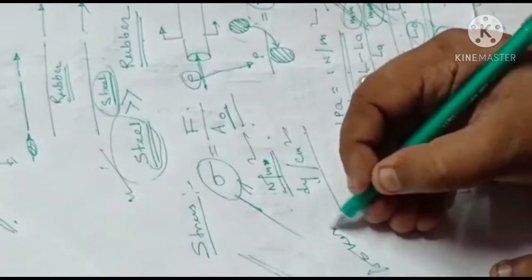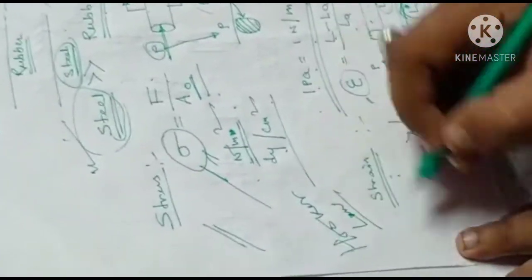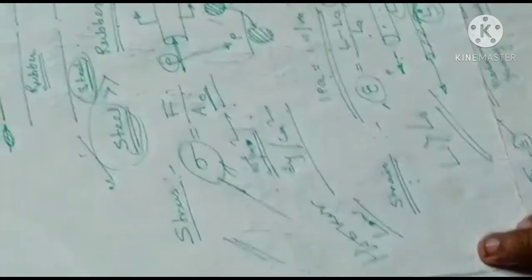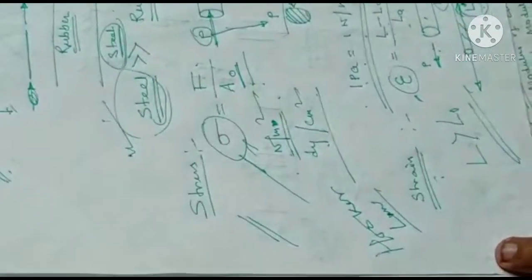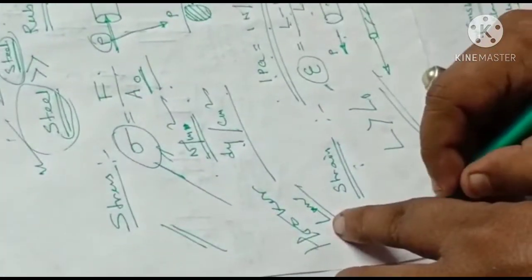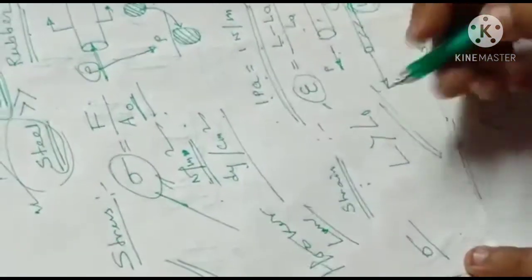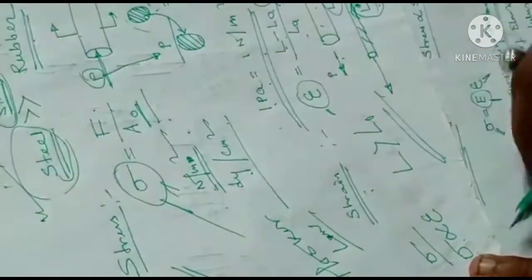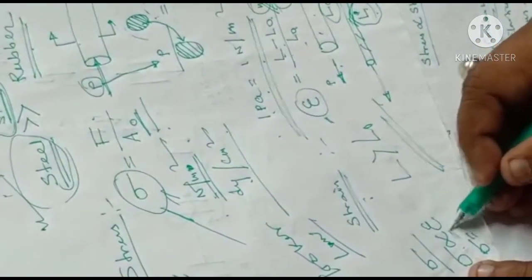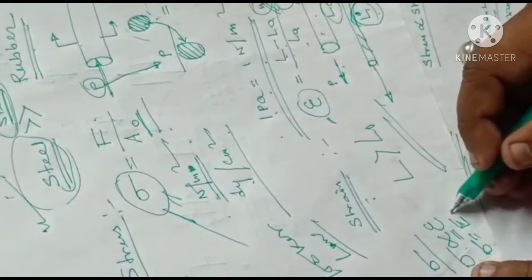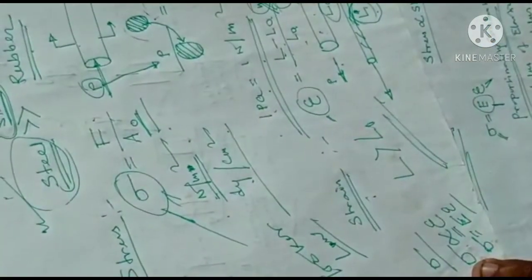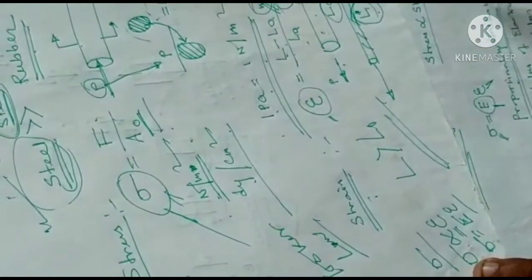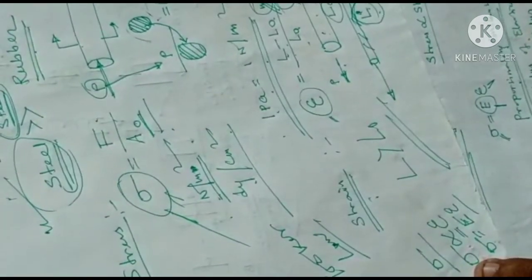Now we will explain Hooke's law. Very important. What is Hooke's law? Stress is proportional to strain within elastic limit. That is Hooke's law. As per the mathematical expression, stress sigma is proportional to strain. And if you want to remove the proportionality sign, you need to bring in a constant, that is E. E is known as the proportionality constant. Another name is modulus of elasticity or Young's modulus.